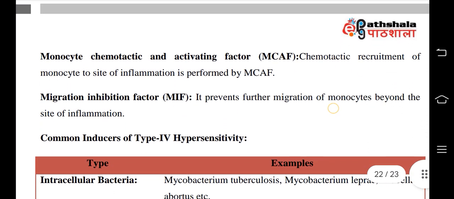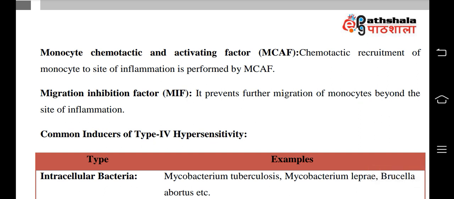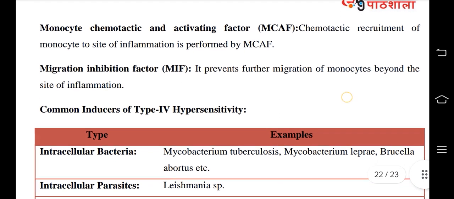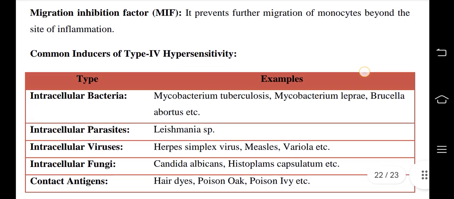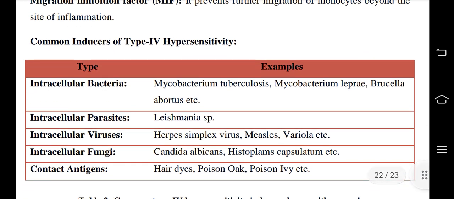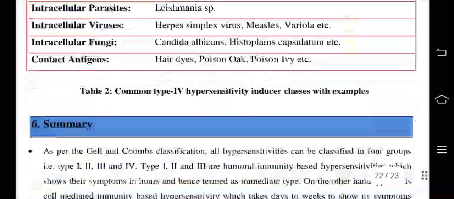Chemokines involved: monocyte chemotactic and activating factor, MCAF. Chemotactic recruitment of monocytes to the site of inflammation is performed by MCAF. Then migration inhibition factor, MIF, prevents further migration of monocytes beyond the site of inflammation. Common inducers: Mycobacterium tuberculosis, Mycobacterium leprae, Brucella abortus, Leishmania species, herpes simplex virus, measles, variola, Candida albicans, Histoplasma capsulatum, hair dyes, poison oak, poison ivy, etc.